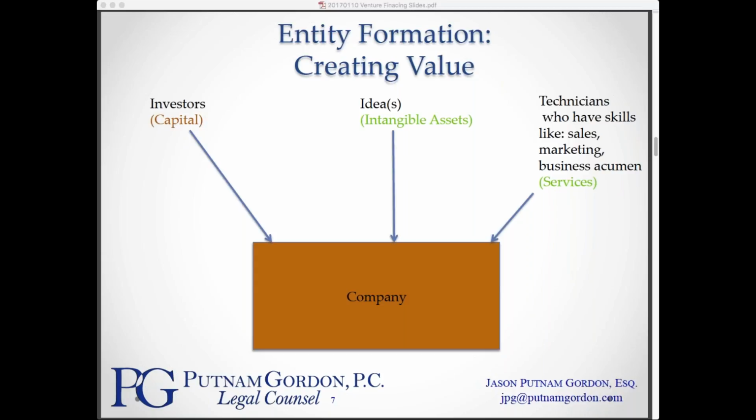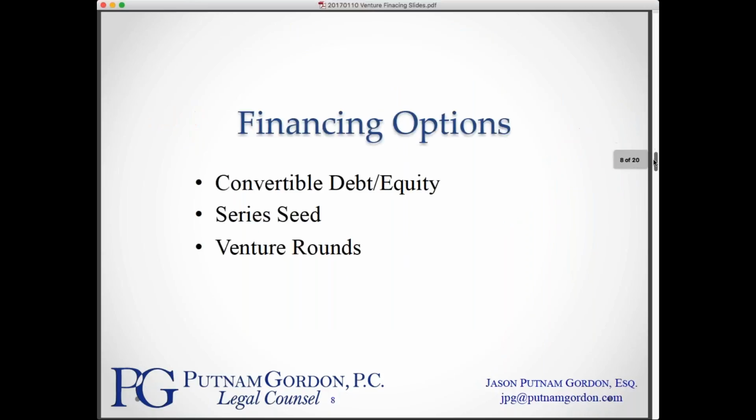And what you want is all of their work to end up in the company so that the company can grow over time, and the company's value grows over time. Now, we're going to be focused on financings today, so let's take a quick look at what the options are, and we'll walk you through it, because these are really common questions that we get when people are considering an angel versus a venture round.